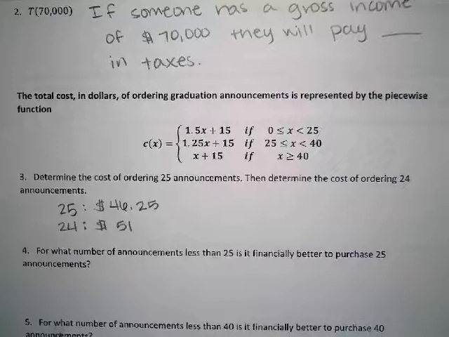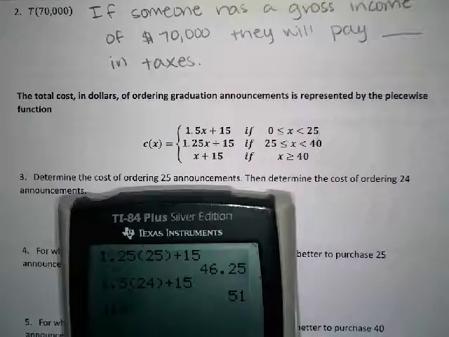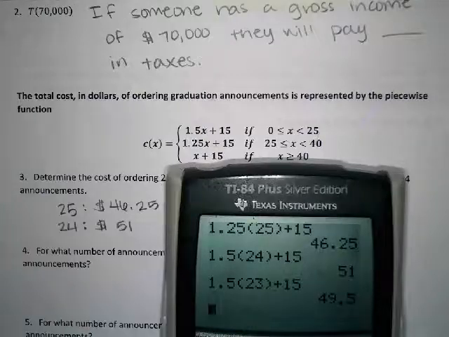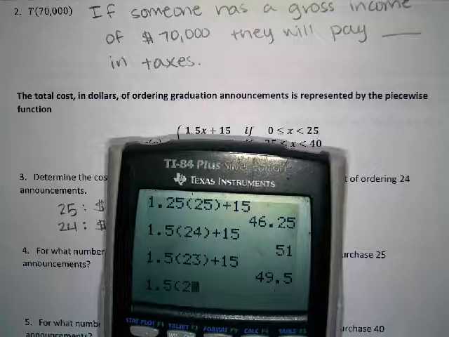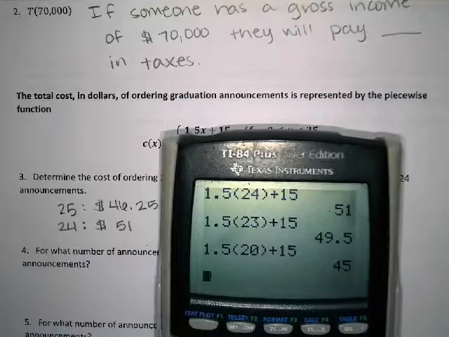Well, what about 23? 23 also costs more than 25. Try 20. There it is. 20 doesn't. Is 20 the one that is better? Try 21 as well. Yeah, okay. So it is 20.